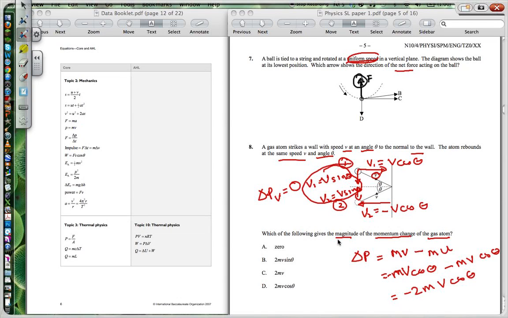Now because they said the magnitude, we're not really interested in the direction, and the plus and minus signs are just giving us direction, so we don't need to worry about that. So we just have this over here, so D will be the correct answer there.